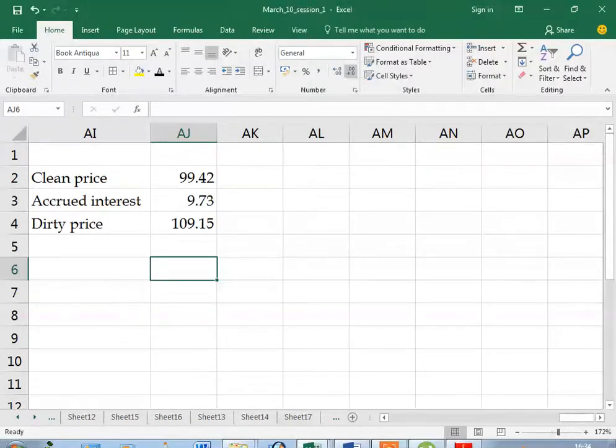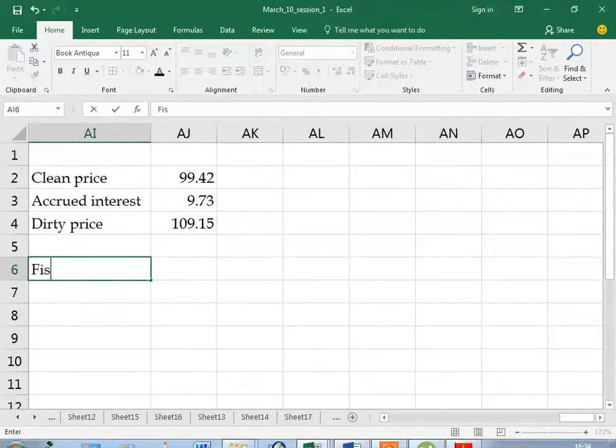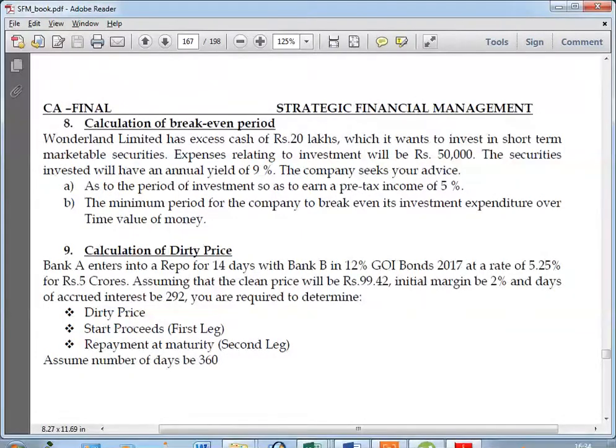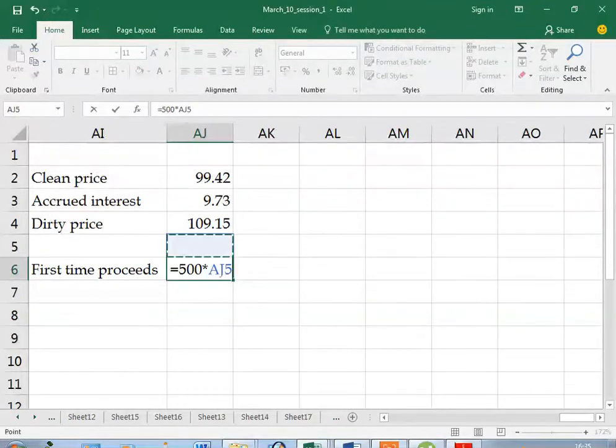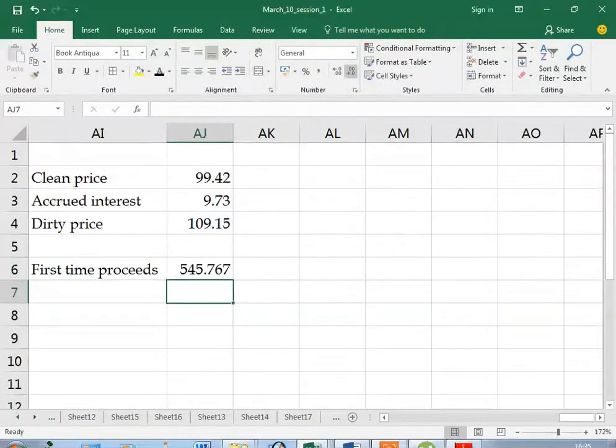Now, start proceeds. What is the face value of the instrument we are talking about? Overall value, 5 crores. Now, please listen. 500 lakhs is the value of the instrument. For that, today's value is 109. 500 lakhs into 109 by 100. The face value is normally assumed to be 100. So this is the value of the instrument today.